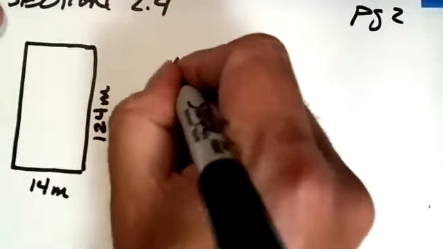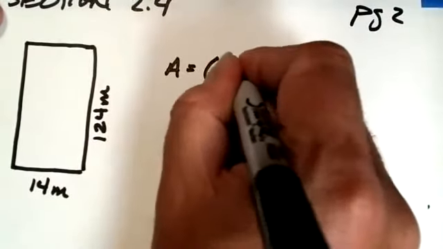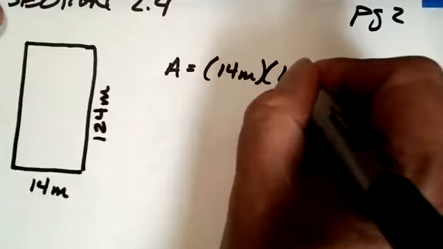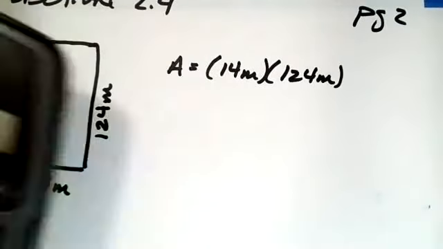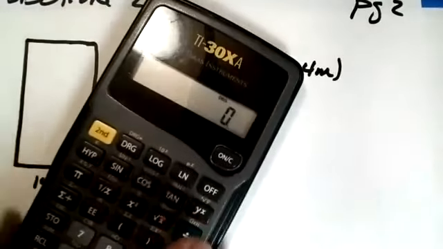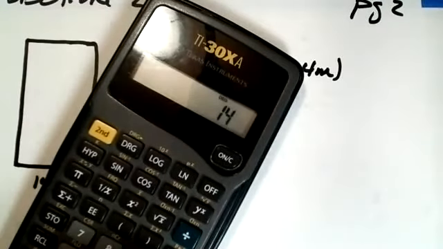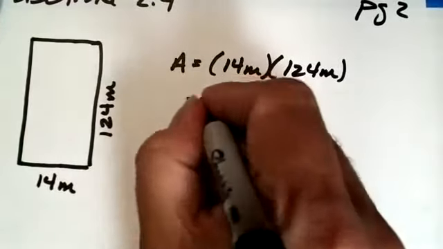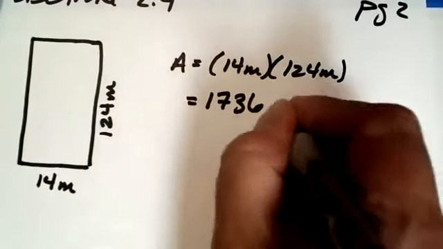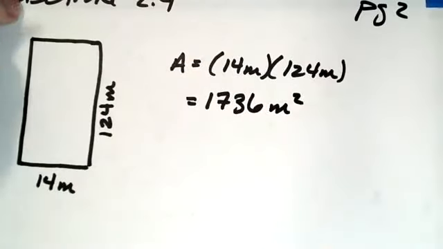Okay, so then the question is, what's the area of this rectangular surface? So the area is going to be equal to 14 meters times 124 meters. There's nothing unusual about this. This is just mathematically multiplying base times height. So 14 times 124, we get 1,736 square meters. Don't forget these units.